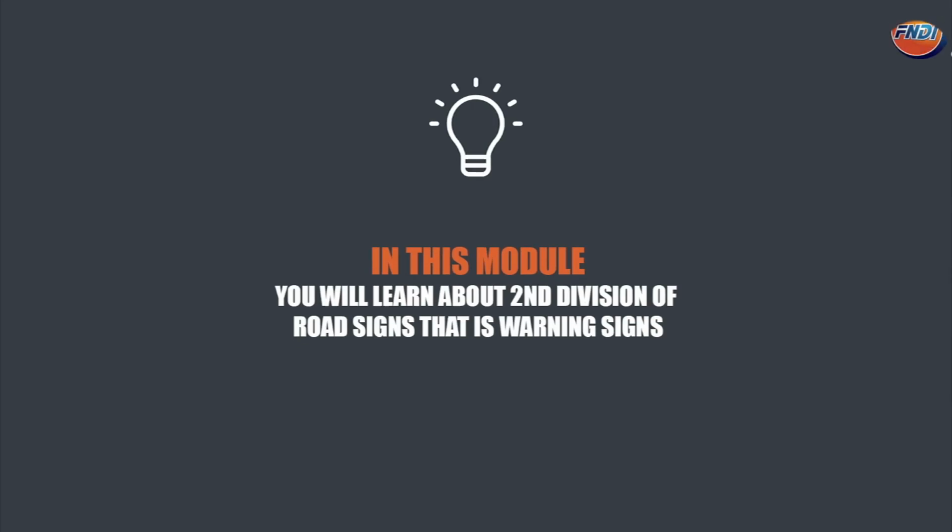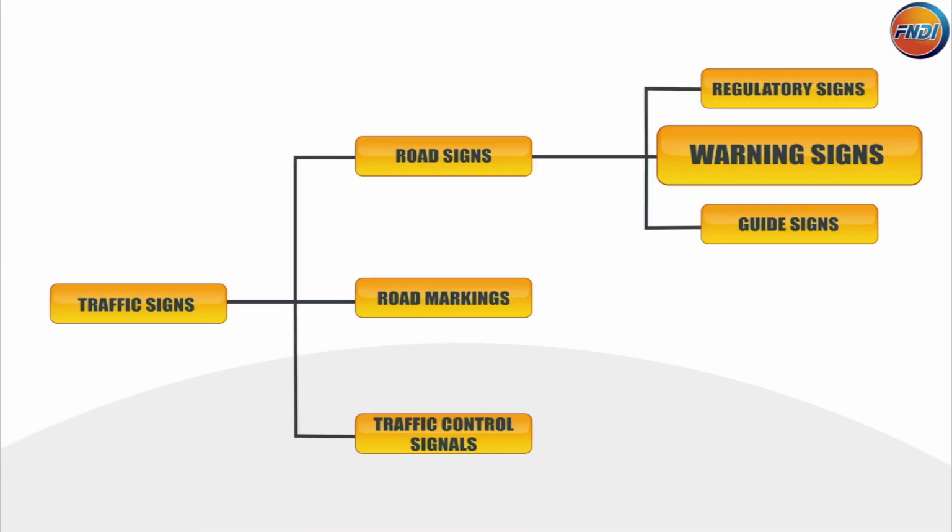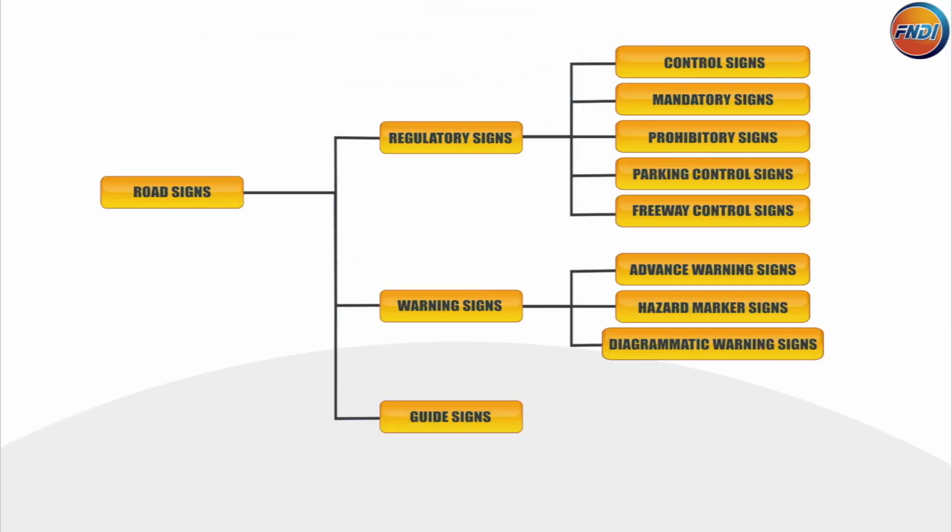In this module, you will learn about the second division of road signs, that is, warning signs. These are the signs that warn road users about hazards or potential hazards ahead. There are three types of warning signs: advance warning signs, hazard marker signs, and diagrammatic warning signs.